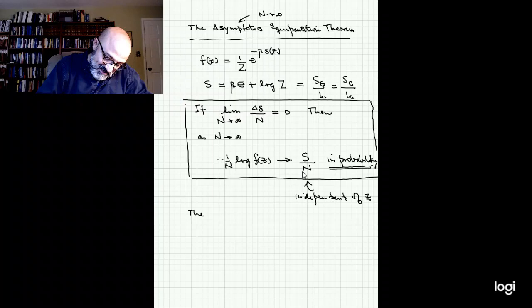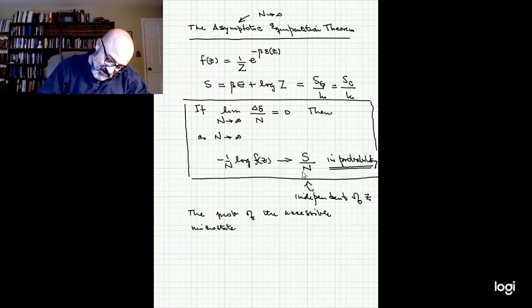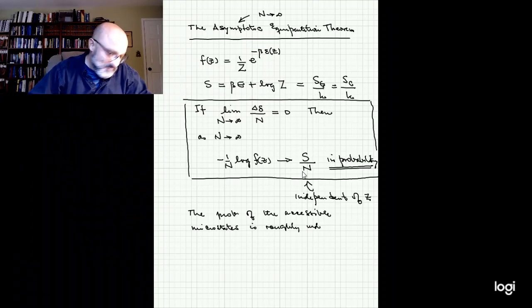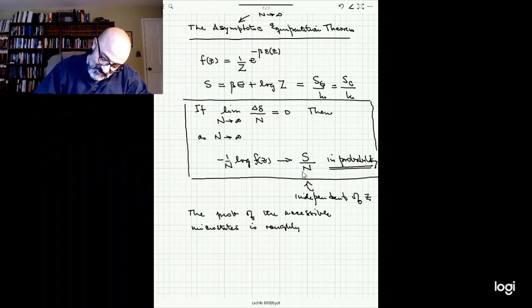So let me write that in English. The probability of the accessible microstates is roughly independent, the same for all. Roughly, the probabilities are roughly equal.